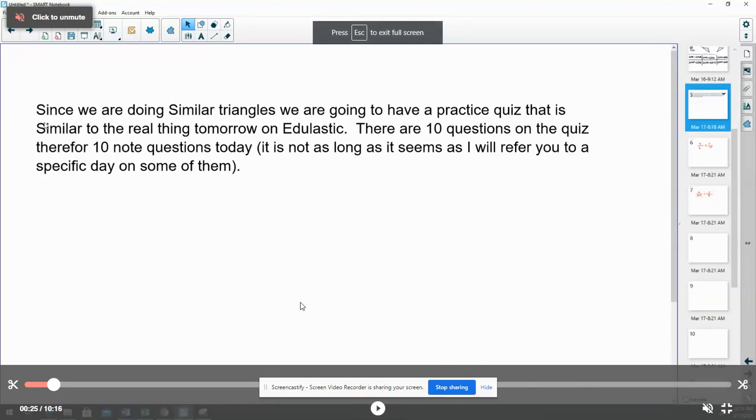Hello everyone. Since we are doing similar triangles, we are going to have a practice quiz that is similar to the real thing tomorrow on Edge Elastic. There are 10 questions on the quiz, therefore 10 note questions today, although I'm going to do 11. It is not as long as it seems, as I will refer you to a specific day on at least one of them.